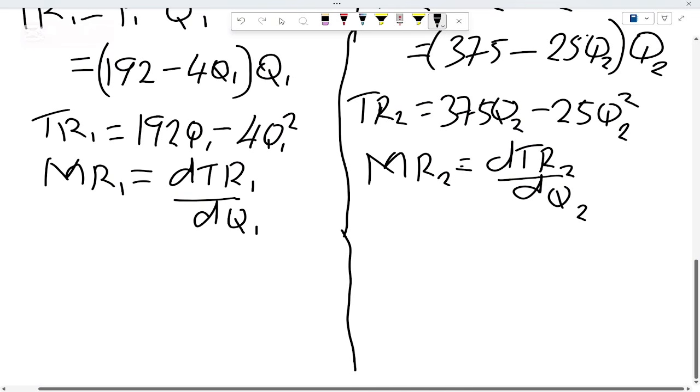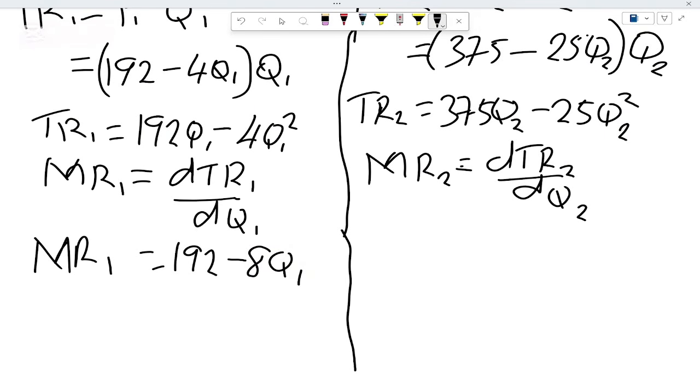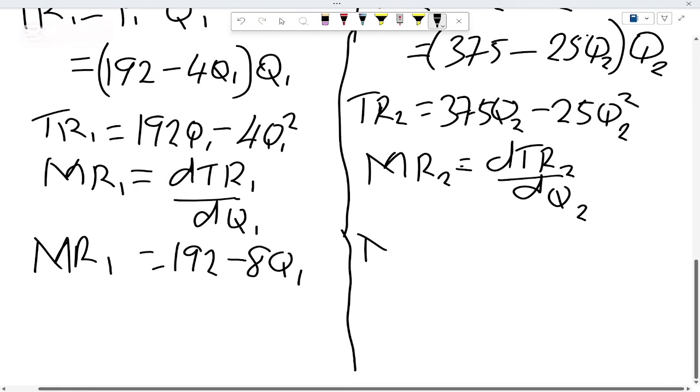So what you have here now is MR1 equal to, when you differentiate 192Q1, you have 192. When you differentiate 4Q1 raised to power 2, you have 8Q1. That is by multiplying the power by the coefficient and then subtracting 1 from the power. So giving you this. Then you do the same thing here.